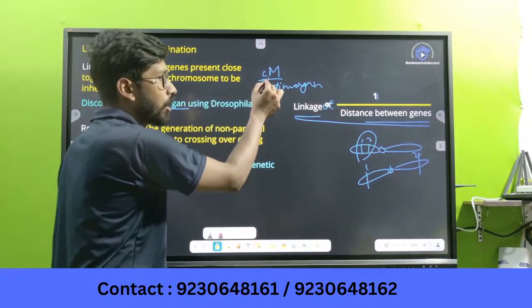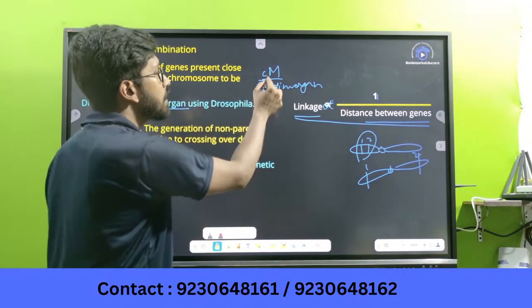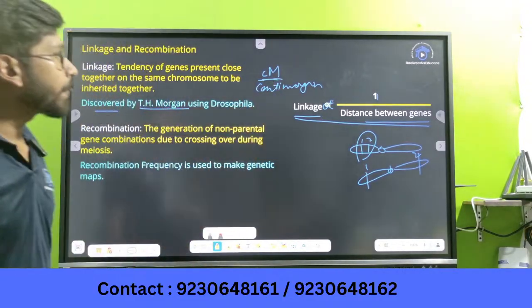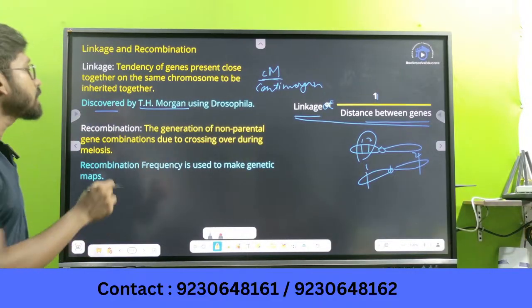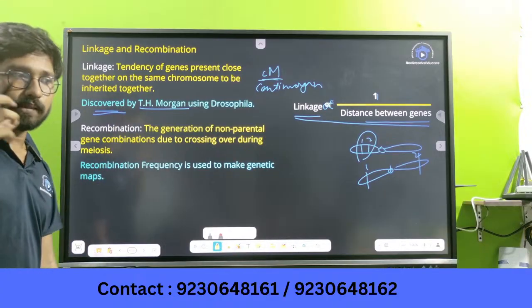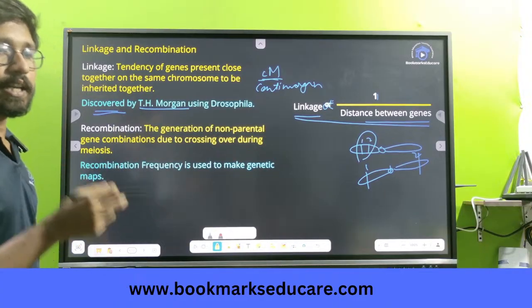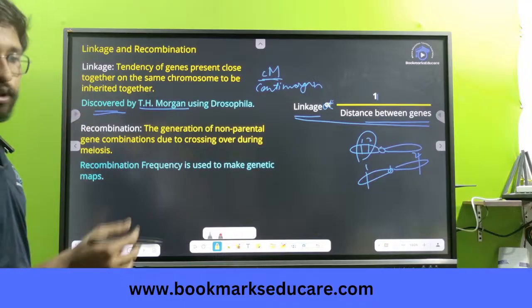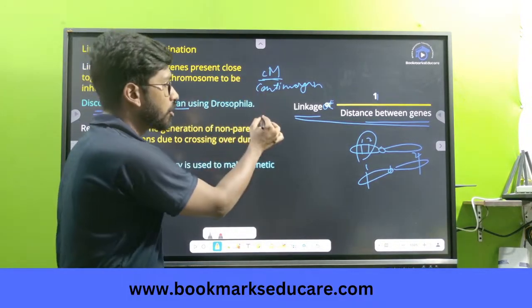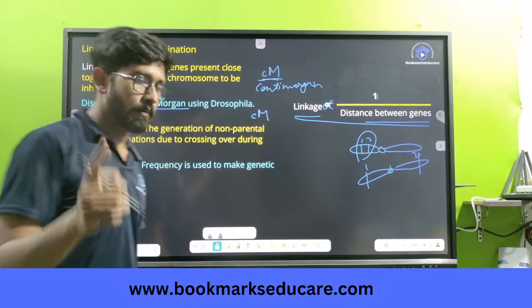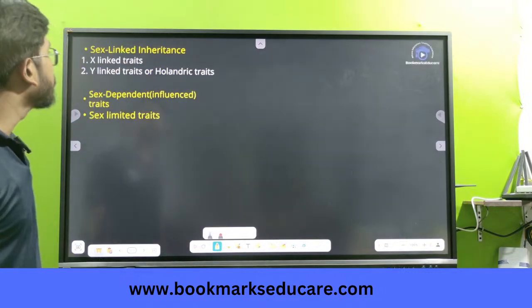The c is small, as in lowercase, and M is uppercase. I have seen your textbooks, this is mentioned. So if you are asked what is the unit for the linkage or the unit for the distance between two genes, write down either centiMorgan, or if you write cM, make sure to write small c, capital M. Don't make these silly mistakes.